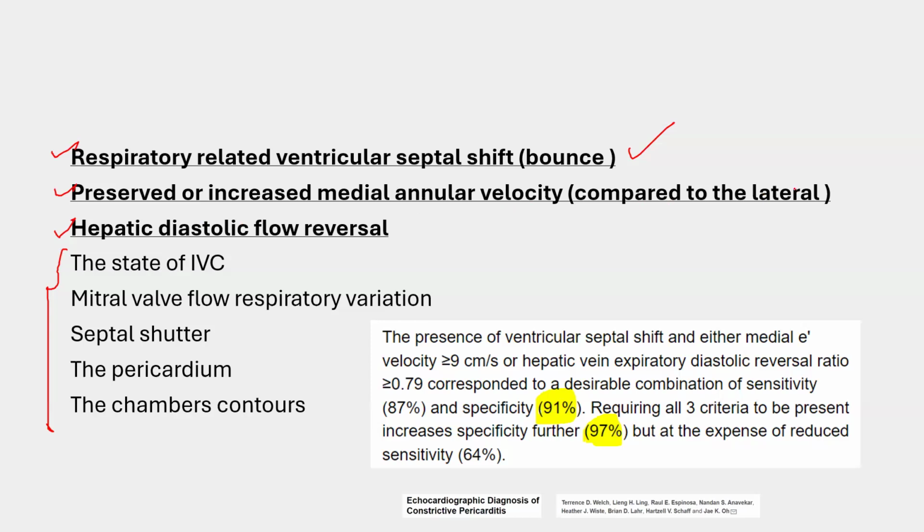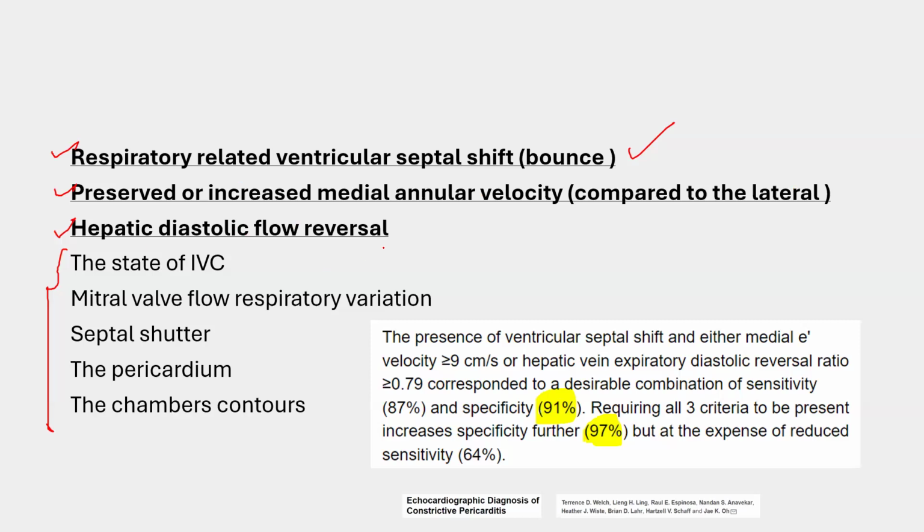This we will call from now onward annulus inversus, not annulus paradoxus. It is called annulus inversus, or reversus is also right. Why do we call it annulus inversus? Because it is the inverse of the physiology. The physiology is the lateral faster than the medial. In constriction, you have the opposite or the inverse, which is medial faster than lateral.